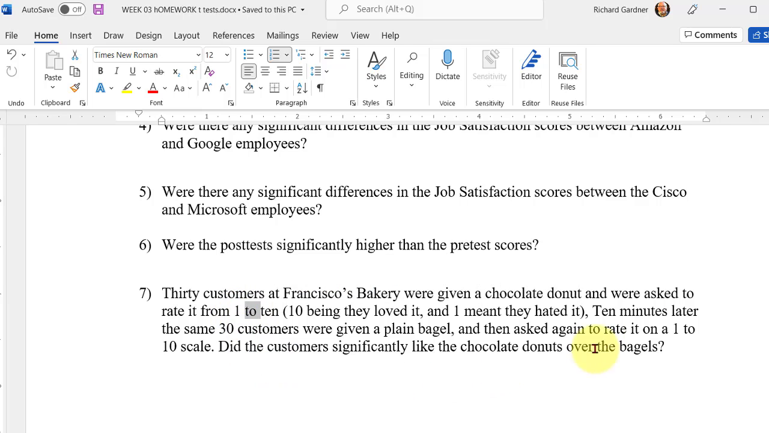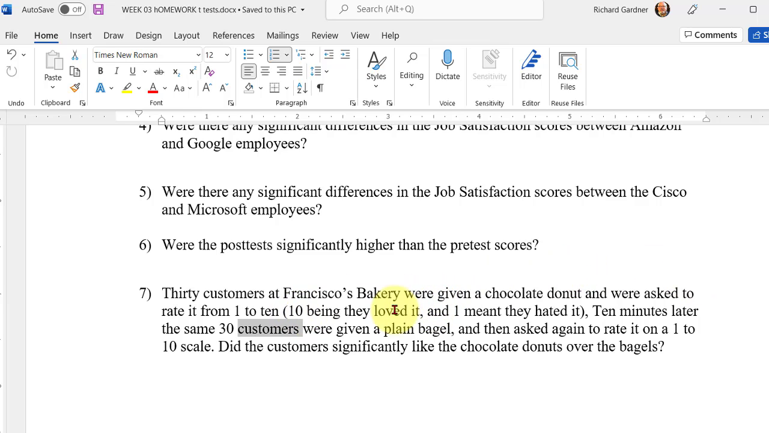Number seven, a little bit harder, okay? So you got a bakery up in San Francisco, at Francisco's Bakery, and he's doing a taste test for a chocolate donut, and then again for a bagel, okay? So he gets a group of, how many people? He gets 30 customers, his regular customers, and he has them try the chocolate donut, and they rate it on how much they liked it, right?